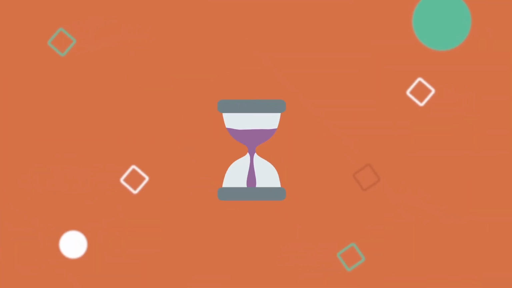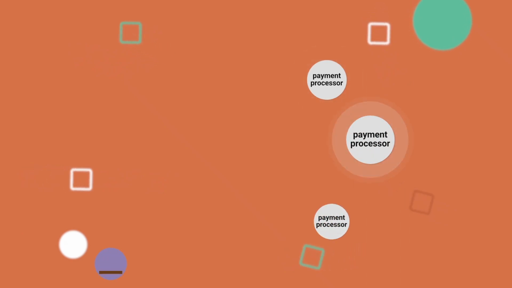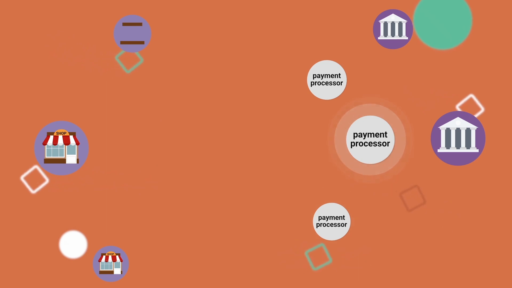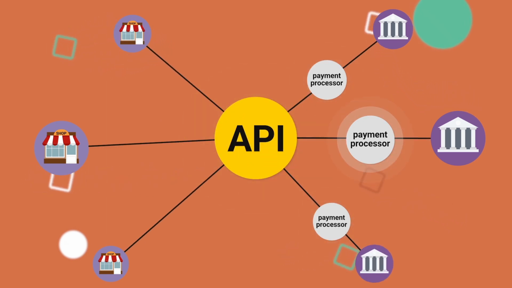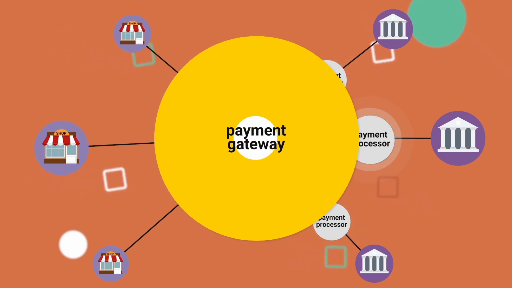Over time, the number of processors and respective payment platforms increased, and there was a need for another layer that would allow access to different processors through the same unified API. This is how the first payment gateways came into being.